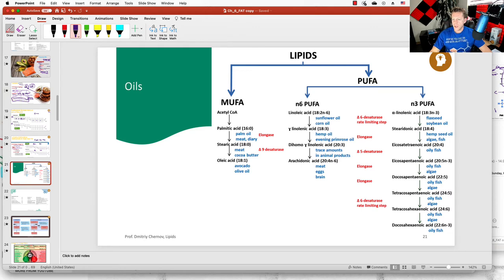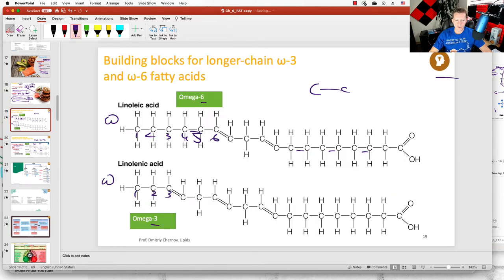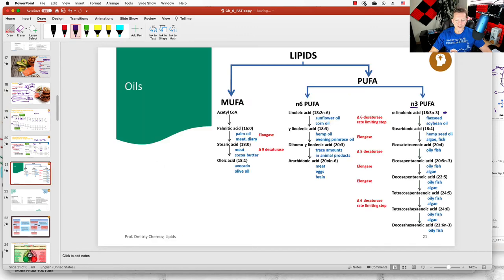You begin with omega-3. This N also represents which carbon it begins on, like N3, because it begins on the third carbon. That's another nomenclature type of explanation. So where do we get PUFAs? From flax seeds, from soybean oils. We can get them from hemp seed oil, from algae, and from fish.